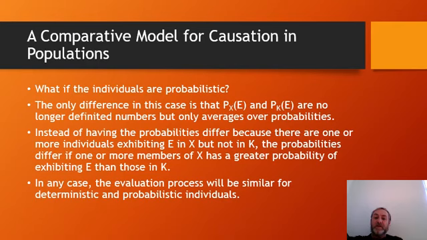Now it's going to average, because remember, on a probabilistic view, having the causal variable affects the probability of having the effect variable. So for any individual, it's a causal factor if it changes the probability. So now, in calculating PXE and PKE, you're taking the average of the probabilities for each individual. But in the end, if that average differs in PXE and PKE, we see a causal relevance. So the evaluation is going to be similar in either case.